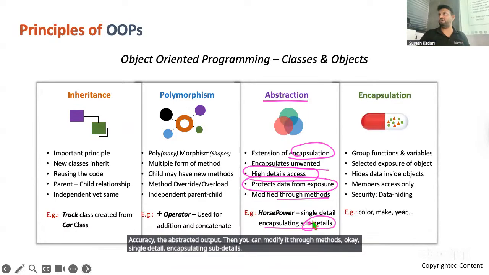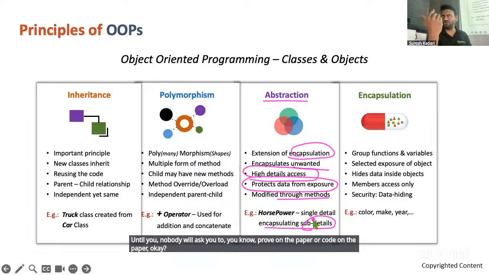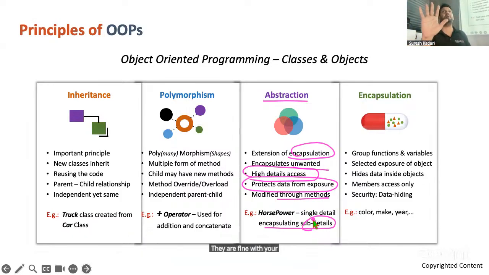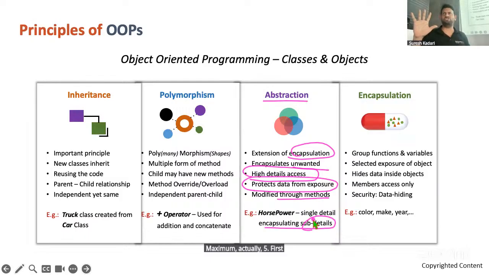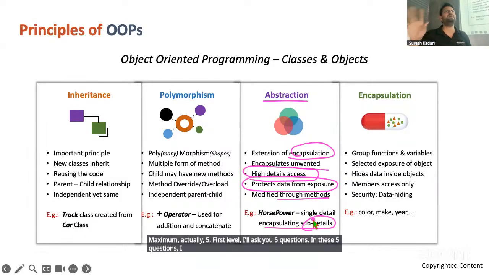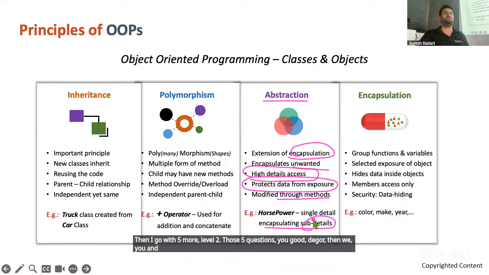Then encapsulation. See, in the interview, if you say these things properly, it's okay. In an interview, nobody will ask you to prove on paper or code on paper, okay? They ask you, they are fine with your answer, they won't go deeper. Because I always tell you, an interviewer will only have a maximum of 10 questions for you. Maximum, actually 5. First level, I'll ask you 5 questions. In these 5 questions, I decide whether I will spend more time on you or not. So if you answer the 5 questions, yeah, I'm interested. Then I go with 5 more, level 2.